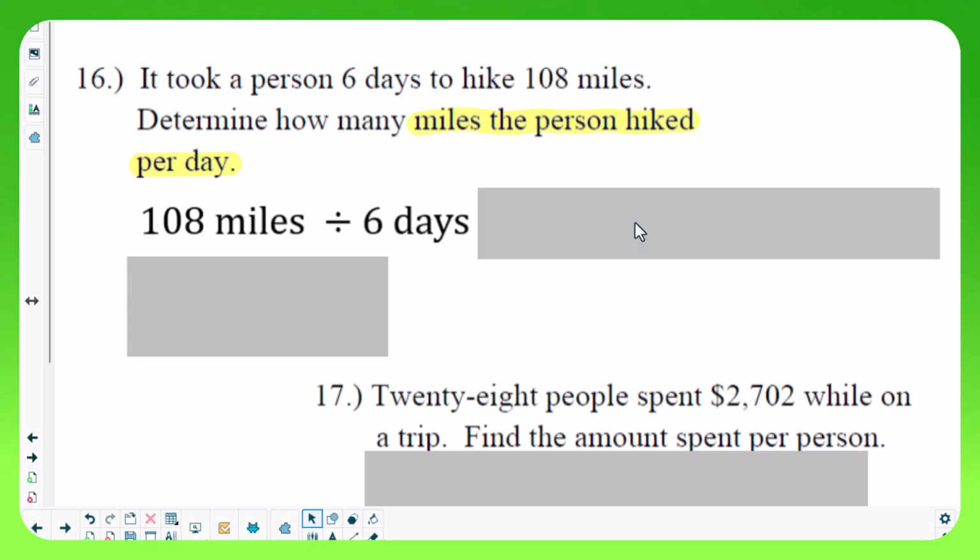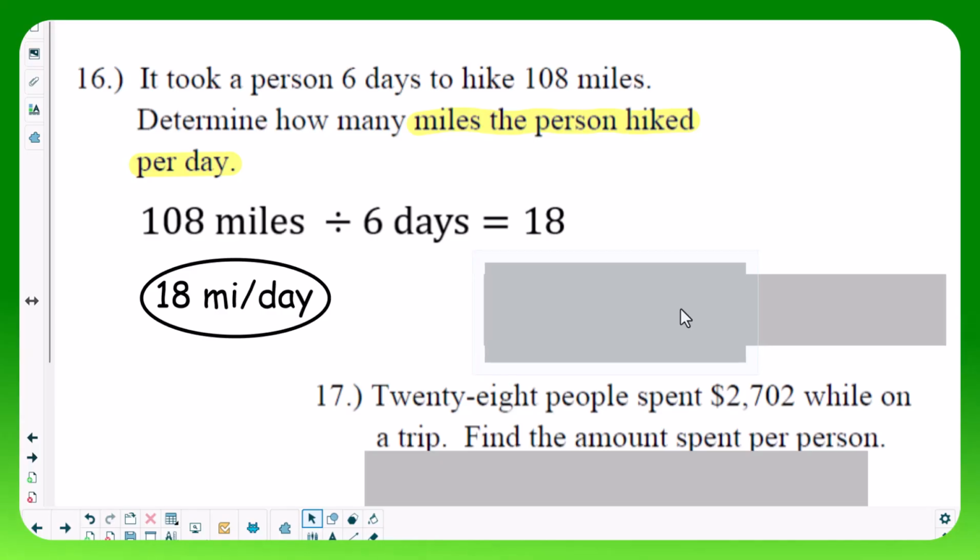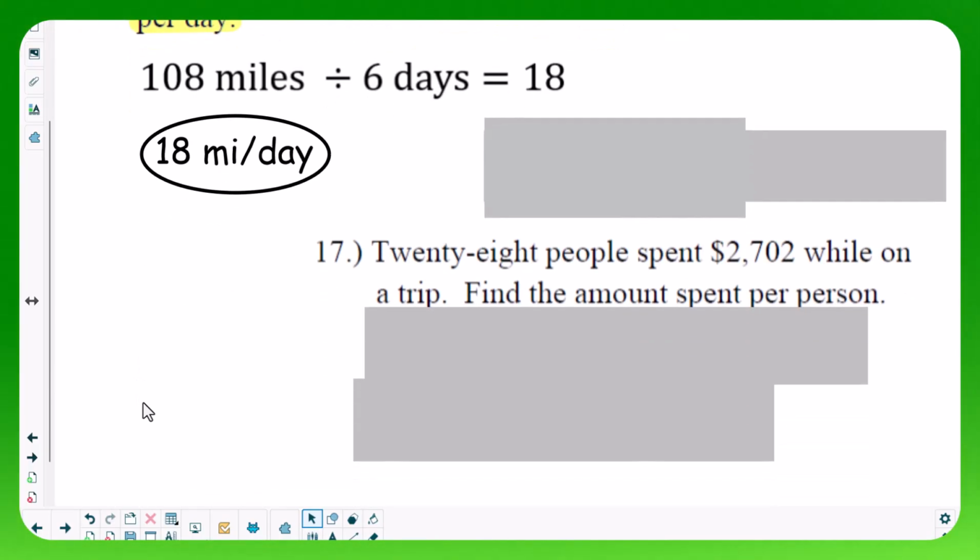Luckily, we end up with a really nice number here. We end up getting 18. We can represent our answer as 18 miles. We use MI to abbreviate miles, 18 miles per day.